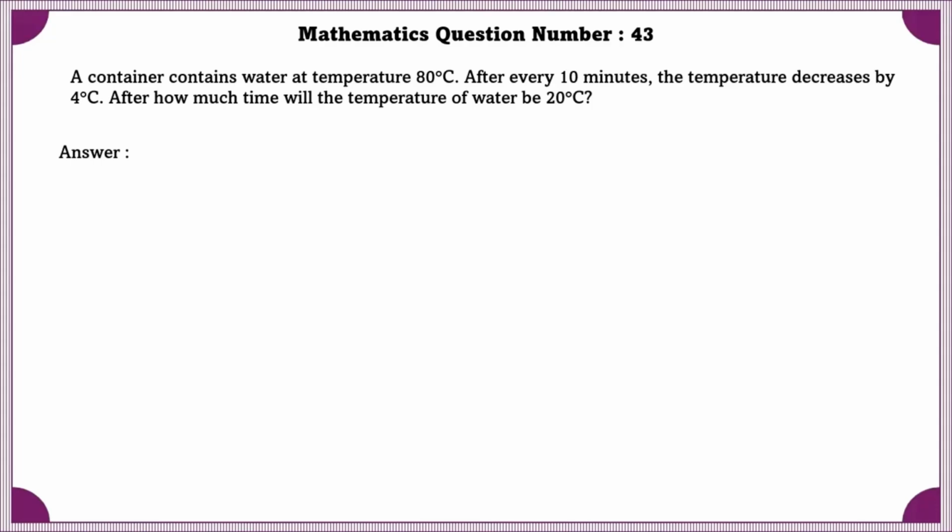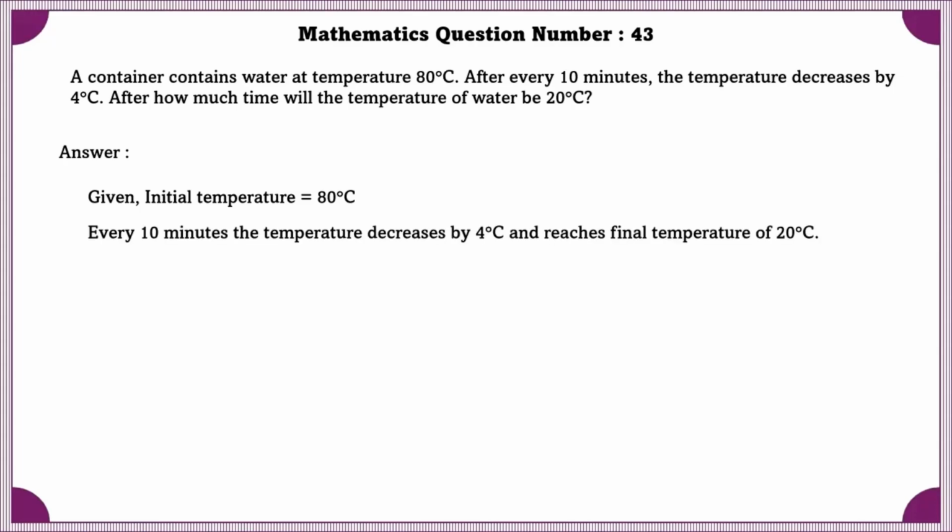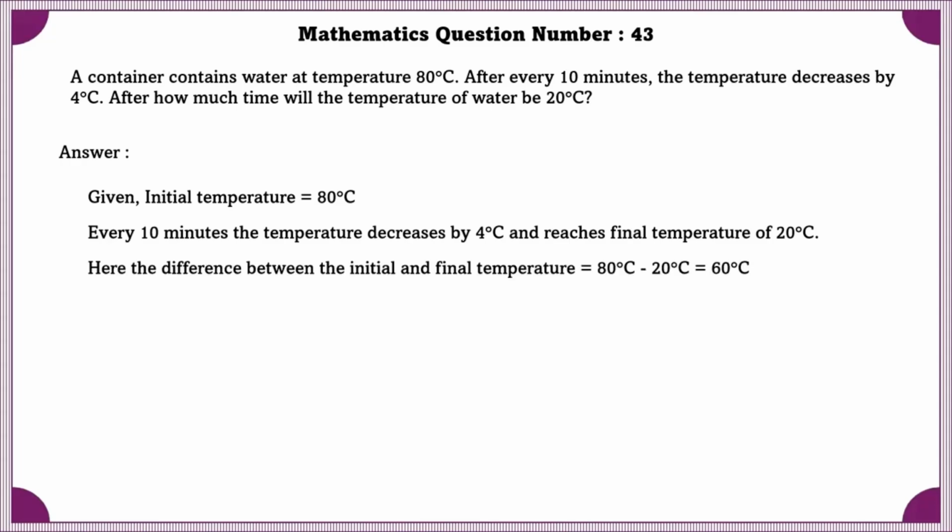Mathematics question number 43. A container contains water at temperature 80 degrees Celsius. After every 10 minutes, the temperature decreases by 4 degrees Celsius. After how much time will the temperature of water be 20 degrees Celsius? Given initial temperature is equal to 80 degrees Celsius. For every 10 minutes, the temperature decreases by 4 degrees Celsius and reaches the final temperature of 20 degrees Celsius.